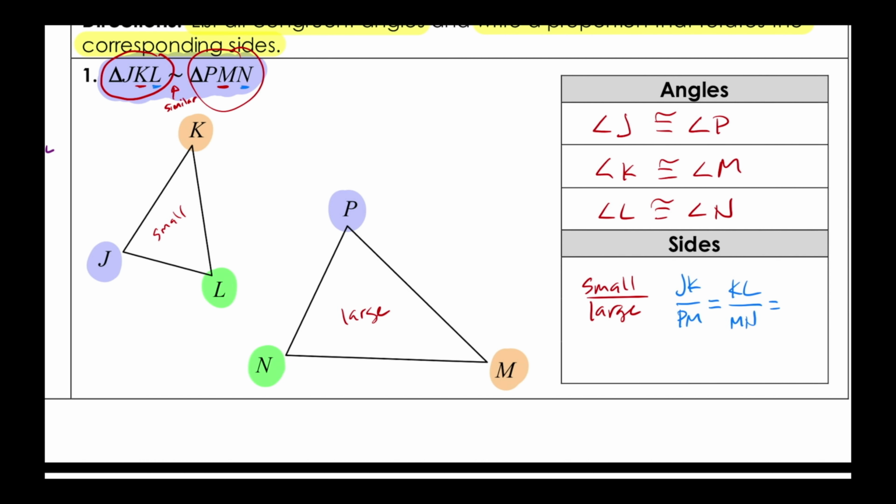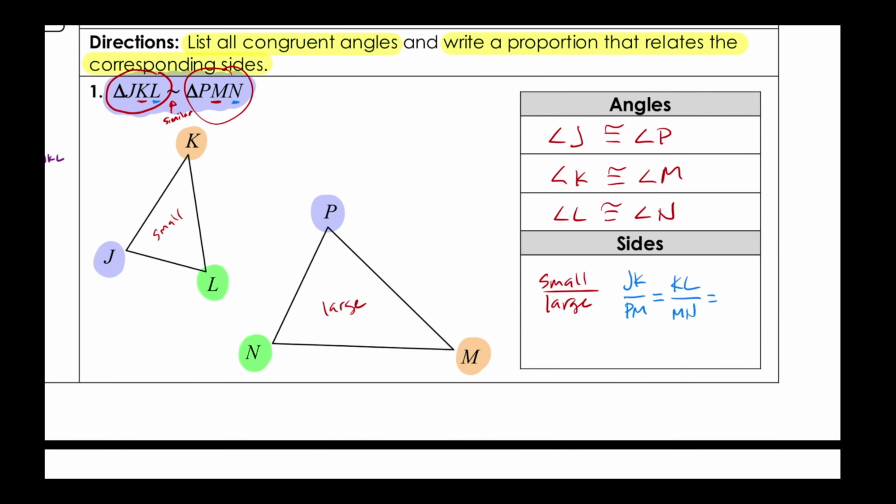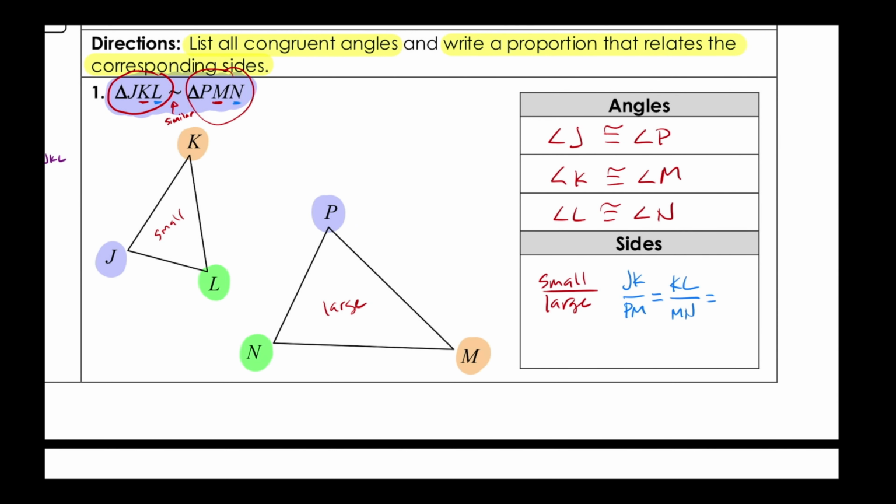And that should also equal, what's the last one? Which one did we not do? Green to purple. Very good. So green to purple on the small is LJ. Green to purple on the large, NP. And there you go. That's it.